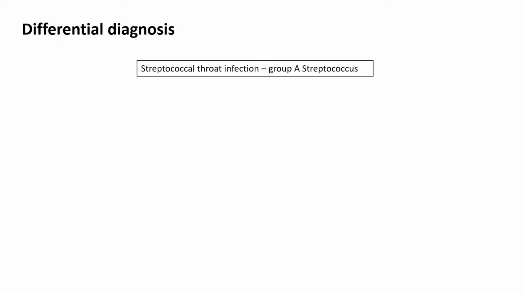What are the differential diagnoses? Streptococcal throat infection. Group A Streptococcus or Streptococcus pyogenes is the commonest cause of strep throat. This bacteria is sensitive to penicillin and amoxicillin. However, you should avoid giving amoxicillin if you have not excluded infectious mononucleosis. Amoxicillin, if given to patients with infectious mononucleosis, may precipitate a severe generalized rash.